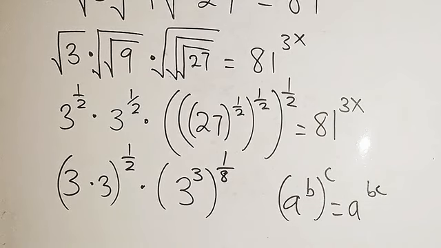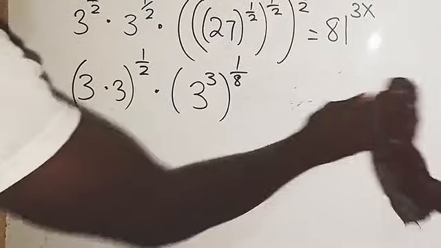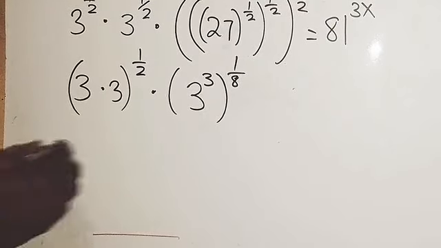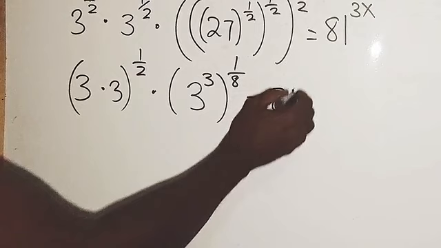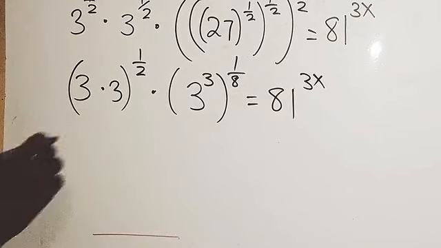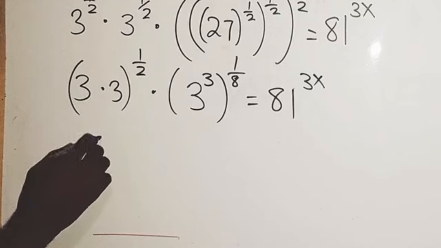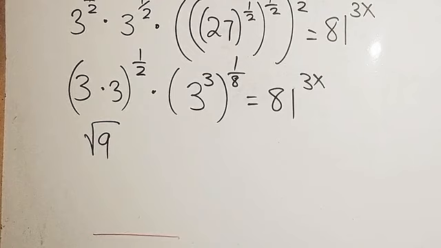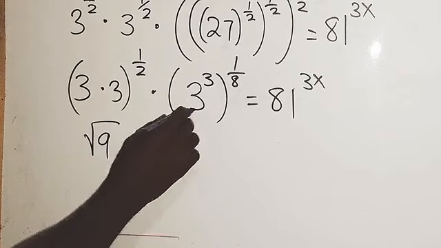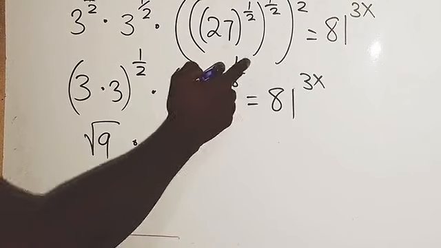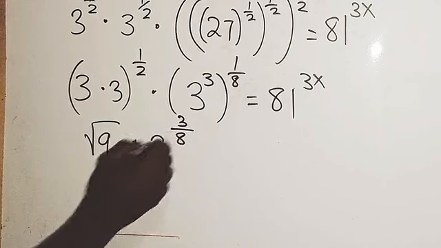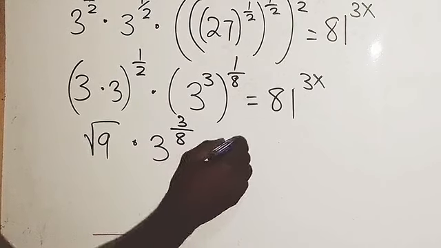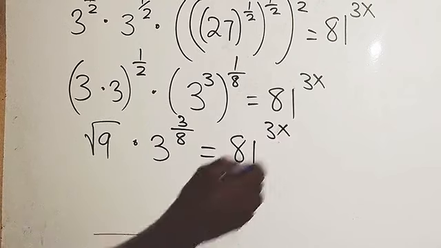Okay, so now from there, equals 81 3x. So now from there, you can see that this is what? This is 9, and this is like square root. So this will be square root of 9. Do you understand? So multiply by 3. 3 times 1 over 8, we have 3 to the power of 1 over 8 equals 81 3x.